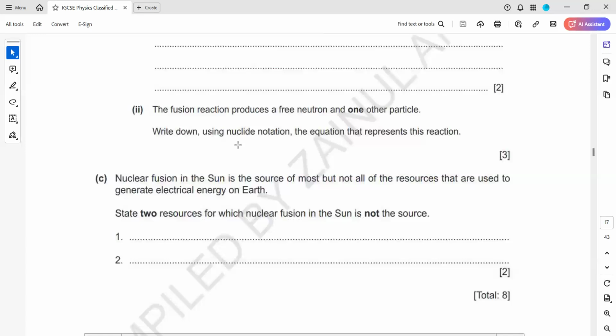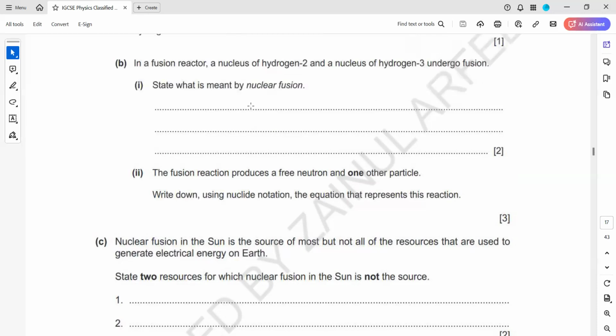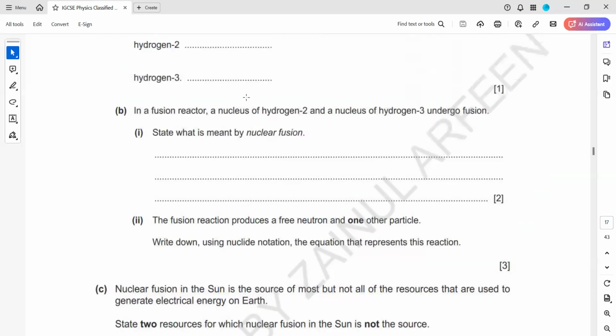The fusion reaction produces a free neutron and one other particle. Write down, look, in the question, this is related to this part. There's a fusion of the hydrogen. So hydrogen 2 combined with hydrogen 3. And they mention it gives a neutron. So there's one neutron, and the other particle. Write down the equation using the nuclide notation.